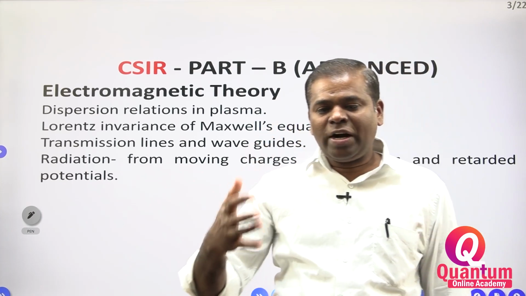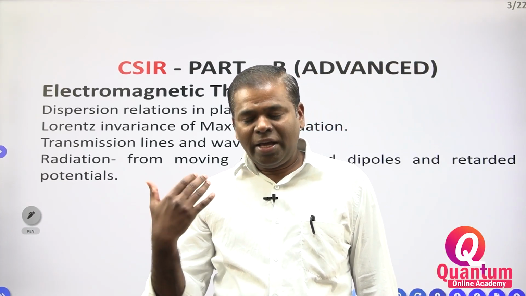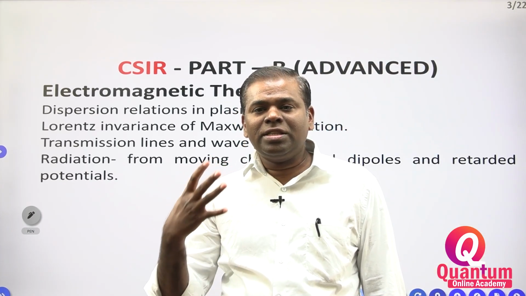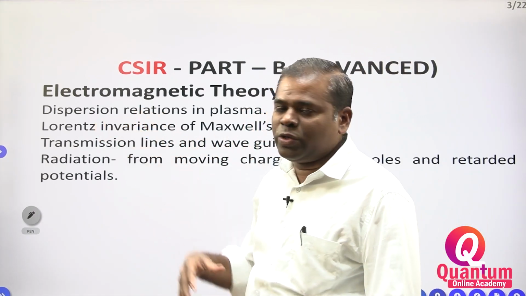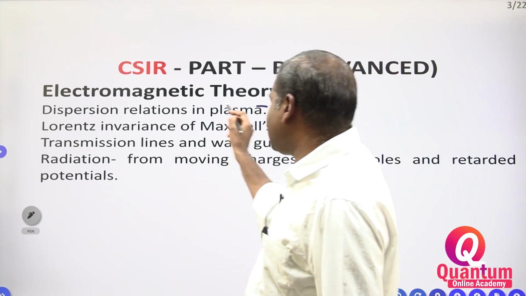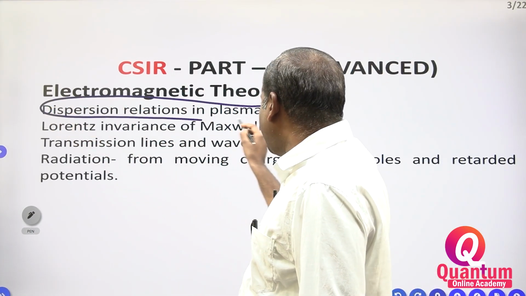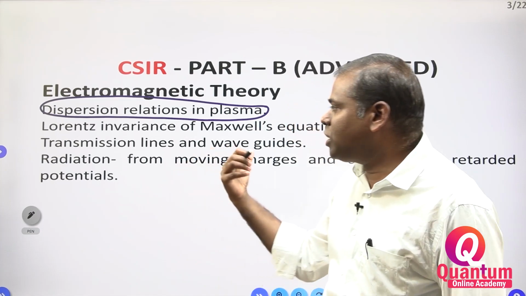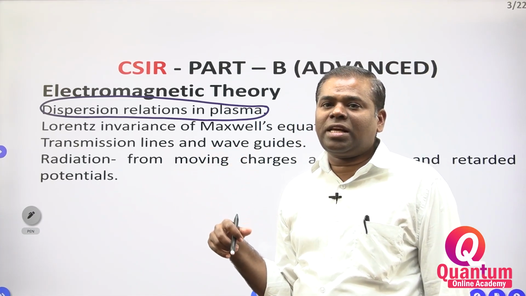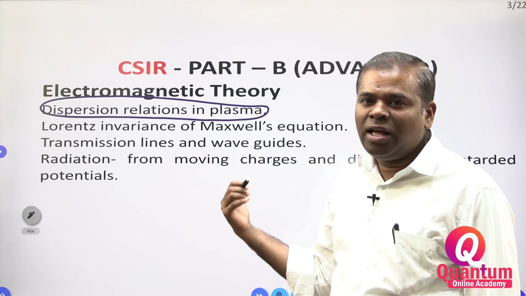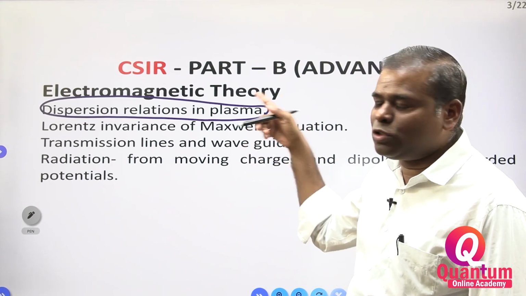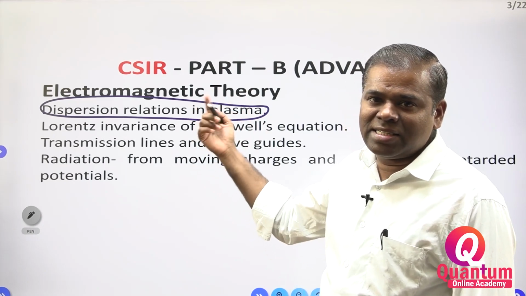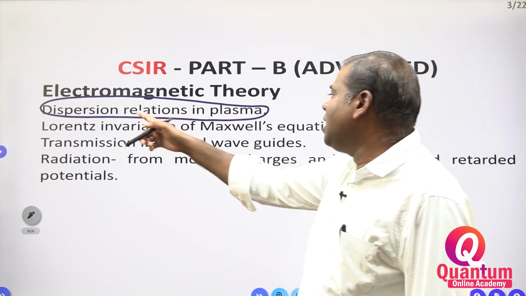Advanced part means whatever research is burning in this electromagnetic field, that area we are discussing. What is the advanced part? Once you have to see dispersion relations in plasma. This is very, very important. Nowadays we are using the screen. This is a plasma screen only. The digital board is plasma, an interactive panel only. That's why excited states are easily activated.